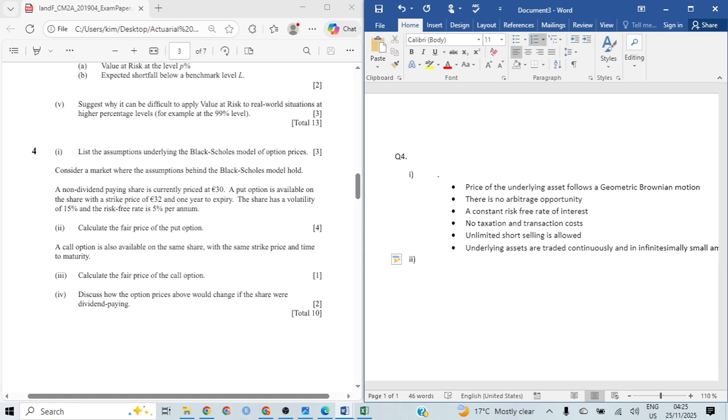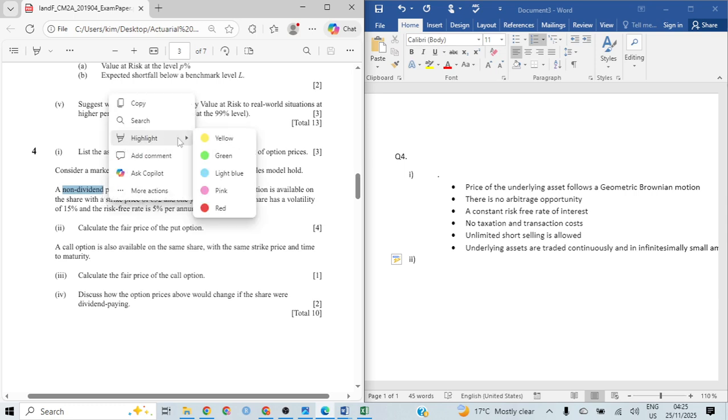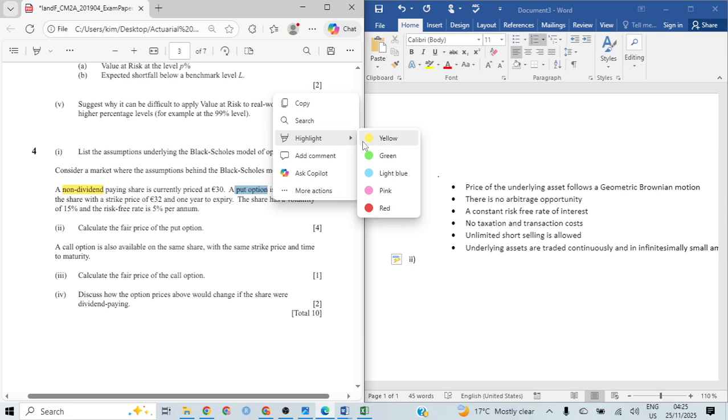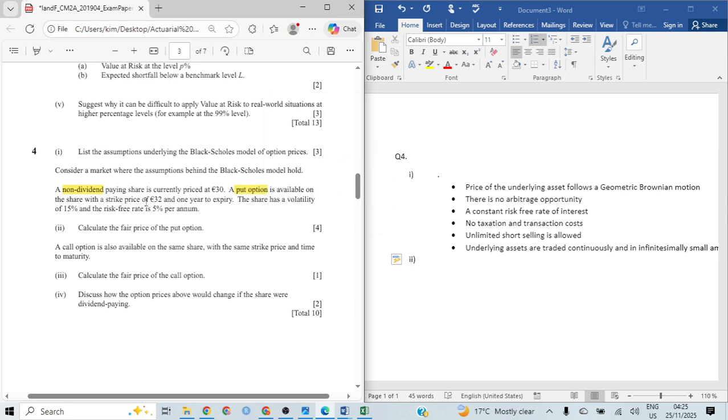On to the next question. Consider a market where the assumptions behind the Black-Scholes model hold. A non-dividend paying share, so you have to take note of this, is currently priced at 30. A put option, we also have to take note of this, it's a put option and not a call option, is available on the share with a strike price of 32 and 1 year to expiry. The share has a volatility of 15% and the risk-free rate of interest is 5% per annum. Calculate the fair price of the put option.